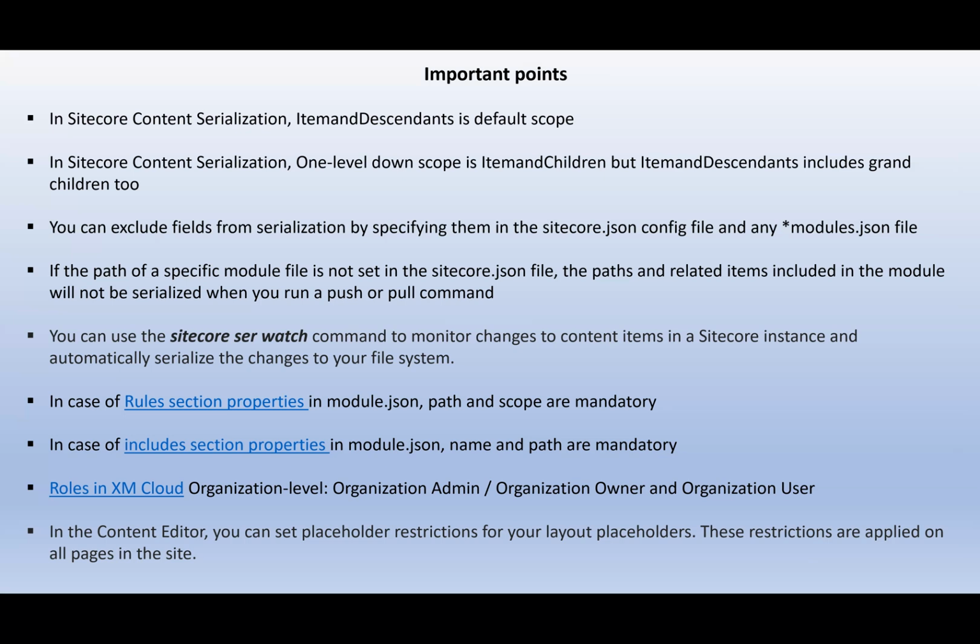In case of include section properties in module.json, name and path are mandatory. So that's a difference. The rule section has scope and path, but includes has name and path. And the default in case of include section, if it's not specified, is item and descendants.